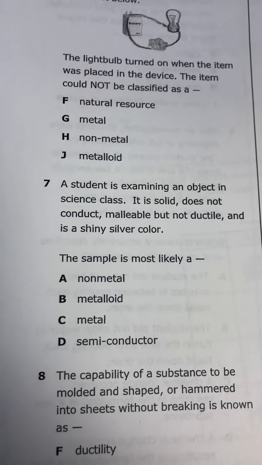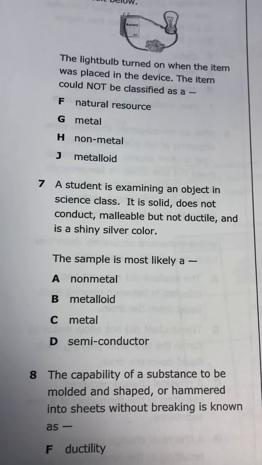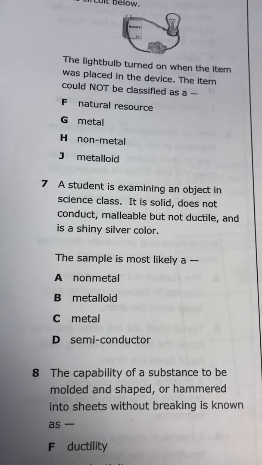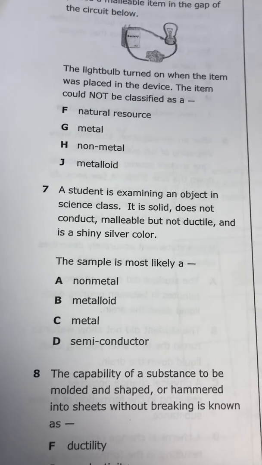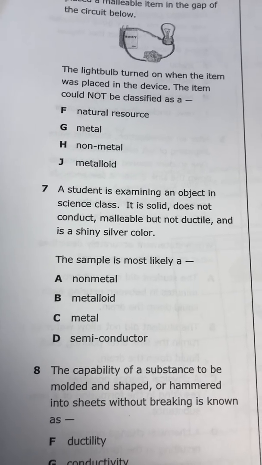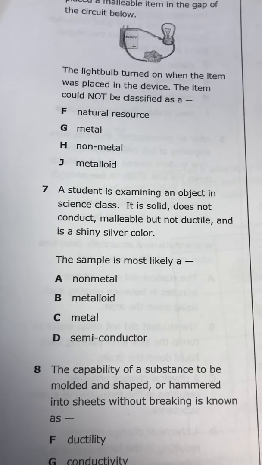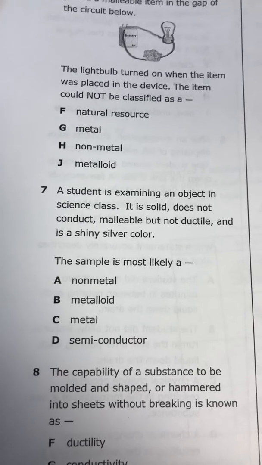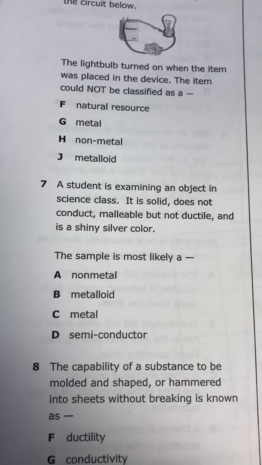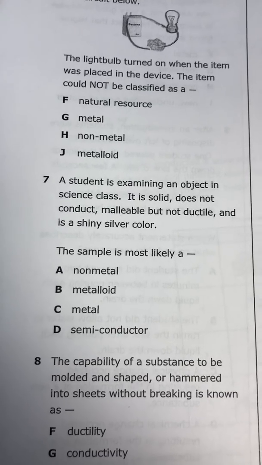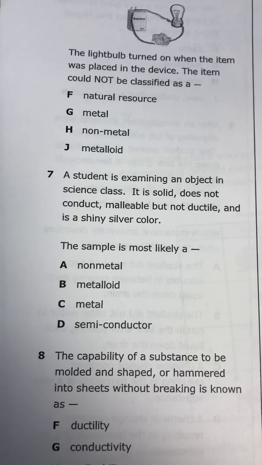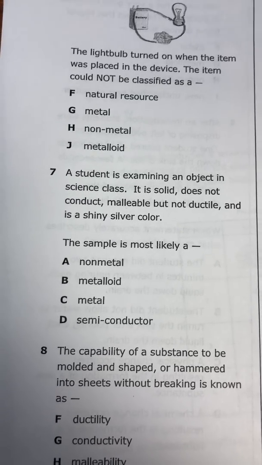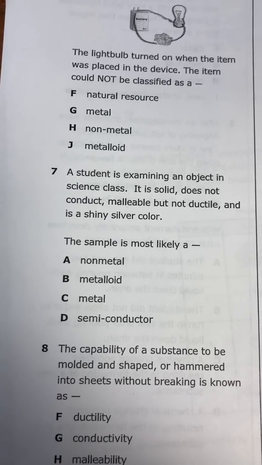All right, number 7. A student is examining an object in science class. It is solid, does not conduct, malleable but not ductile, and is a shiny silver color. The sample is most likely A, nonmetal, B, metalloid, C, metal, or D, semiconductor.